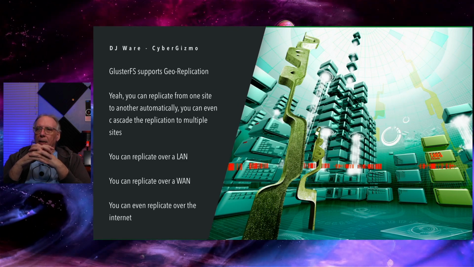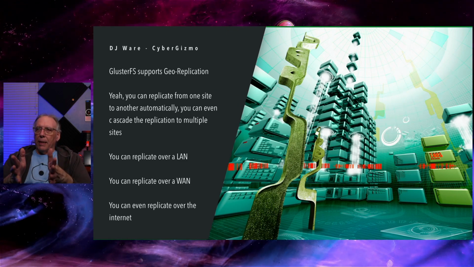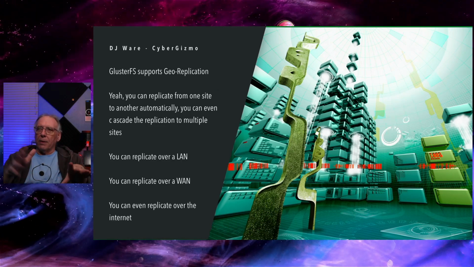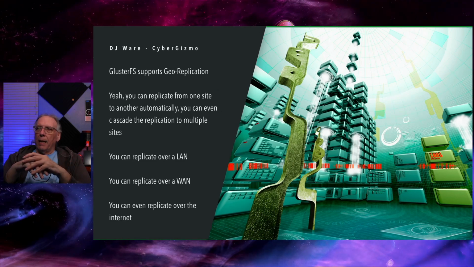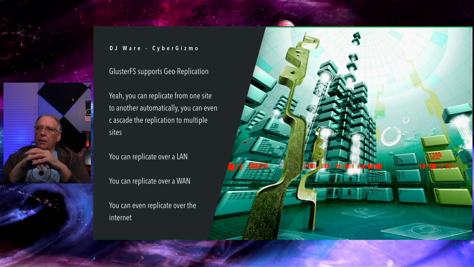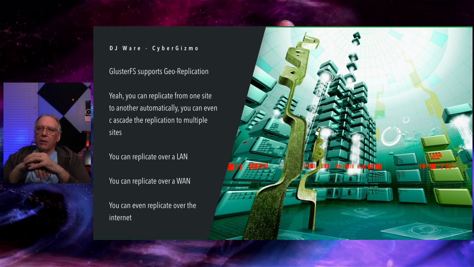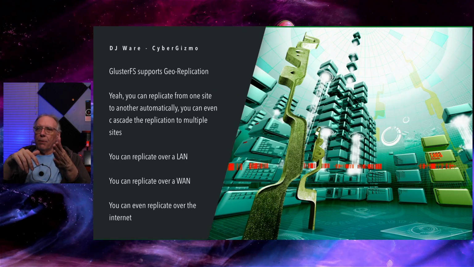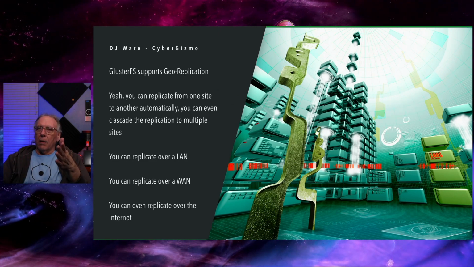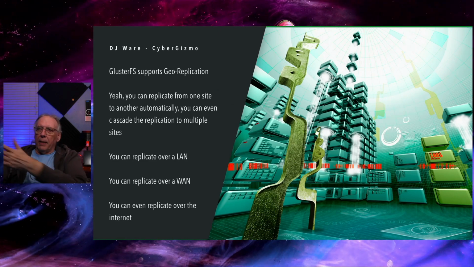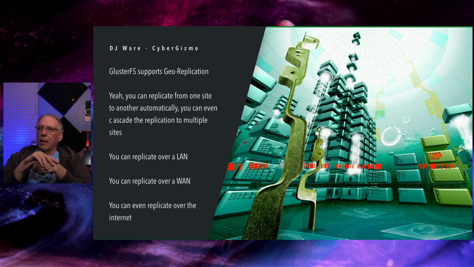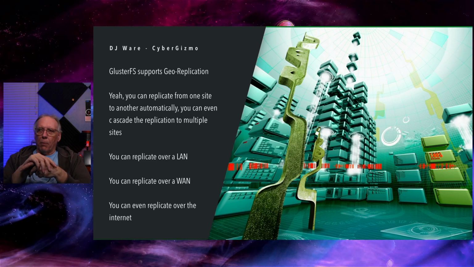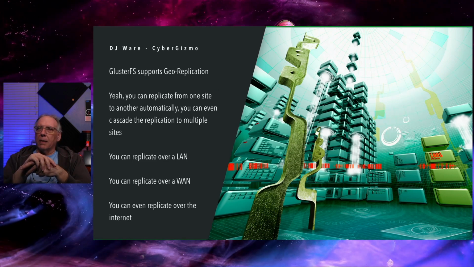So there's also geo-replication that you can get into operation if you need that. So basically, you're replicating your data from one site to another. And I've talked about this before, but you can also cascade replications to multiple sites. So if you have multiple pools that are out across the globe, for example, you can replicate across by cascading them from one to another. You can replicate over a LAN, you can replicate over a WAN, and of course you can replicate across the internet too.